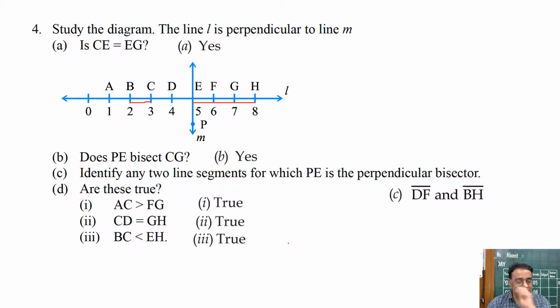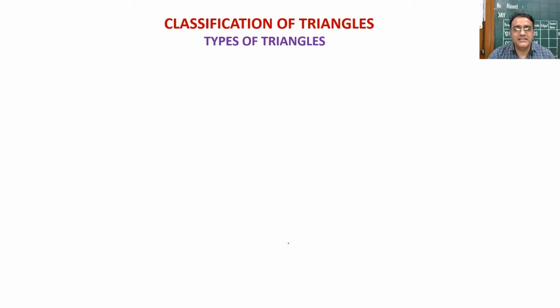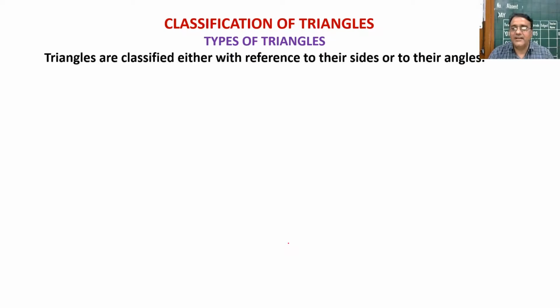Now we are going to start the next topic, classification of triangles. Already we have learned about triangle. Triangle is the smallest polygon with 3 sides, 3 line segments. Now in this section we are going to learn about types of triangles. And triangles can be classified into 2 categories, one based on sides and another based on angles. So first of all we will see based on sides.